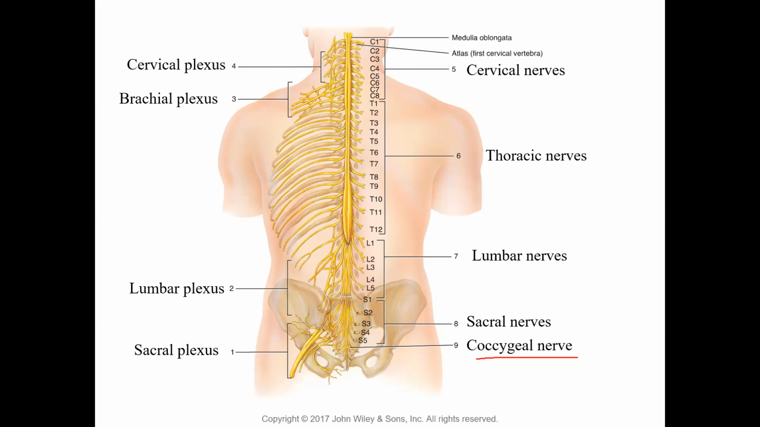The cervical plexus, as I said, goes from C1 to C5. Let me make sure I covered this, and then we'll go to the next figure to talk about the individual nerves. So we have the cervical plexus, brachial plexus, lumbar plexus, and sacral plexus. We have the coccygeal nerve. These are your sacral nerves, lumbar nerves, thoracic nerves, cervical nerves. All right.